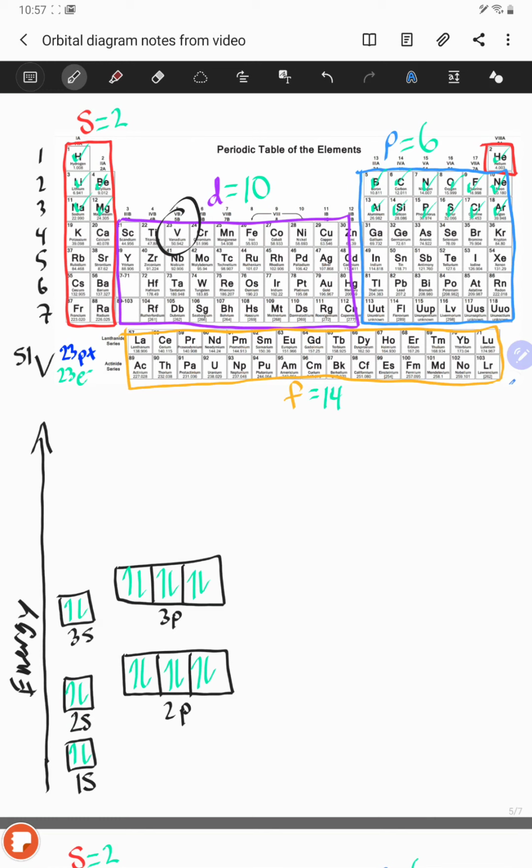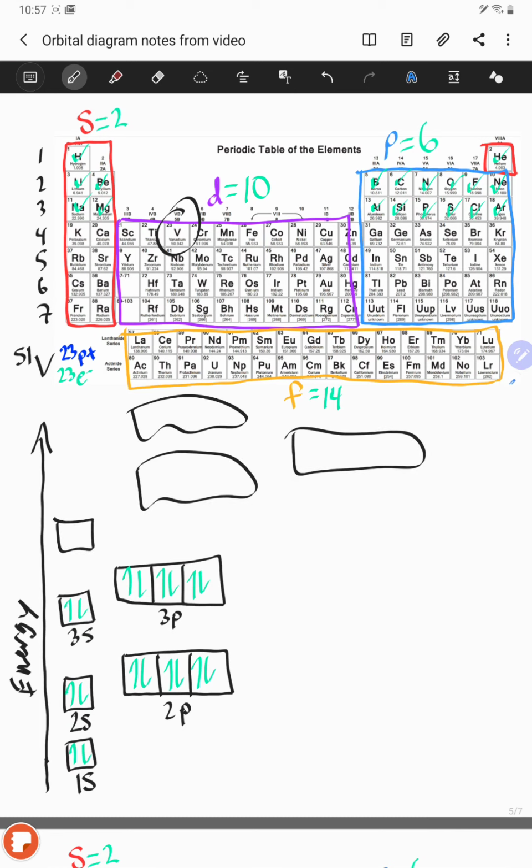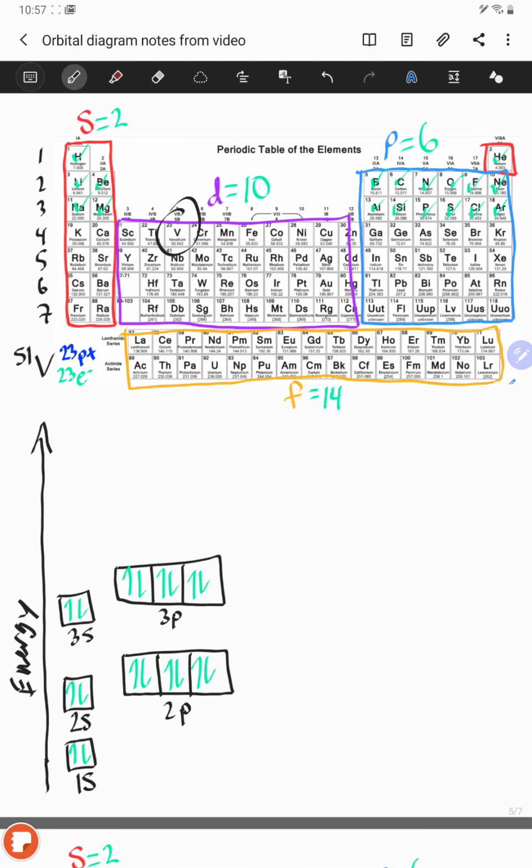Before I keep going with filling in my electrons, I'm just going to draw in some of the other orbitals. I can draw in as many orbitals as I want. They still exist, whether I draw them or not. So I'm just going to draw these to begin with and then explain what's going on after.